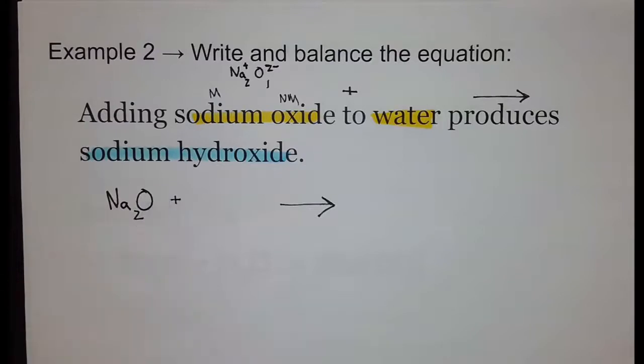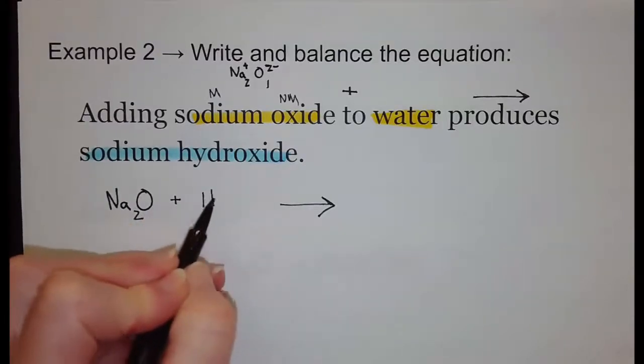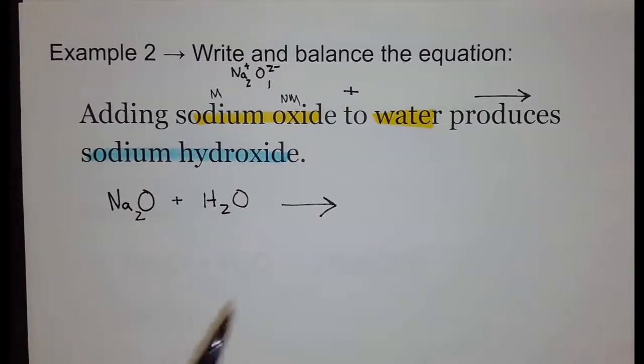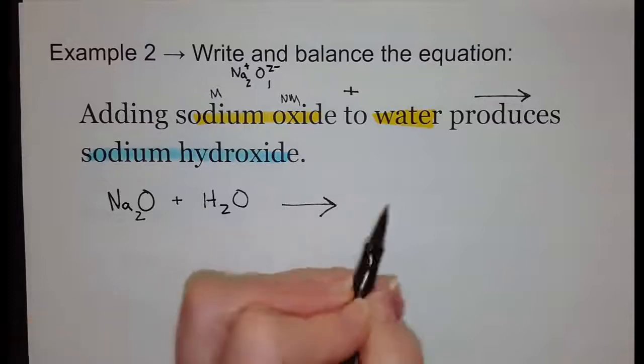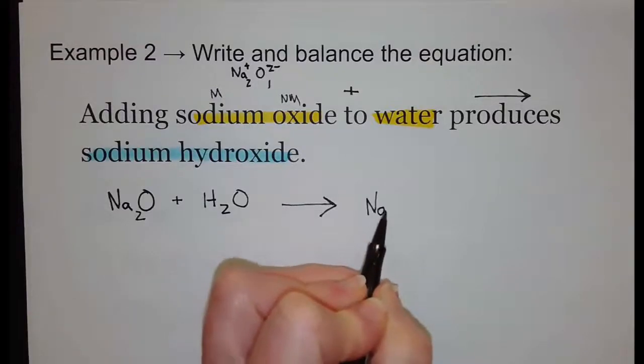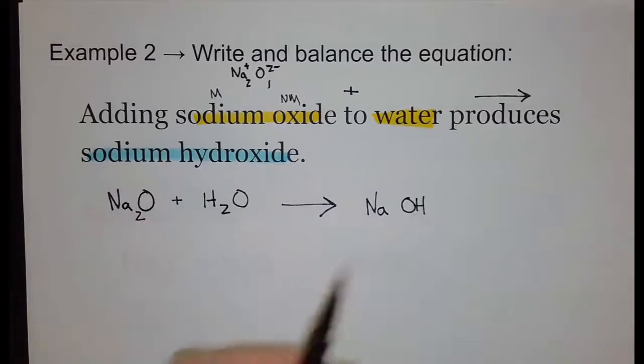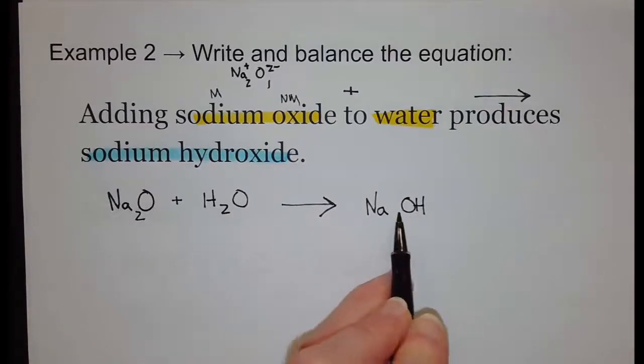And then produces sodium hydroxide. We have Na, the sodium, and hydroxide, OH. This is also ionic, so we need to remember to do the swap and the drop. And this one's easy because it's 1 and 1, we don't need the parentheses.